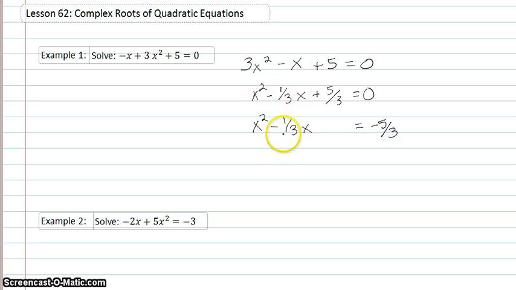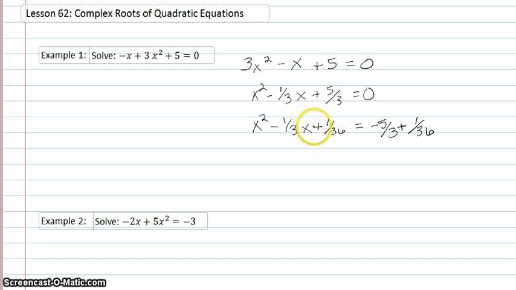Okay, now I'm going to take half of 1/3 and square that. So half of 1/3 is 1/6, and 1/6 squared is 1/36. So then I'm going to add that, plus 1/36, to each side. So I'm keeping my equation equal on both sides, or balanced.